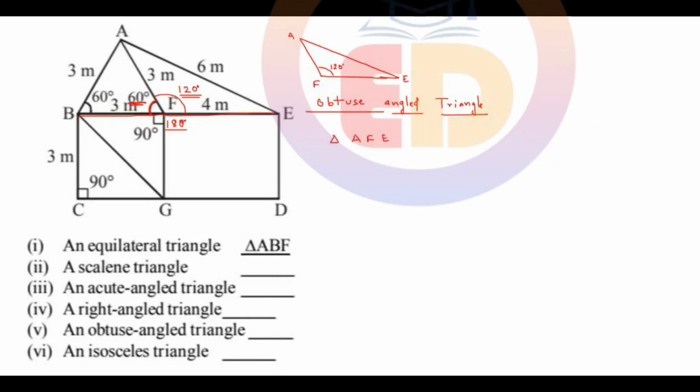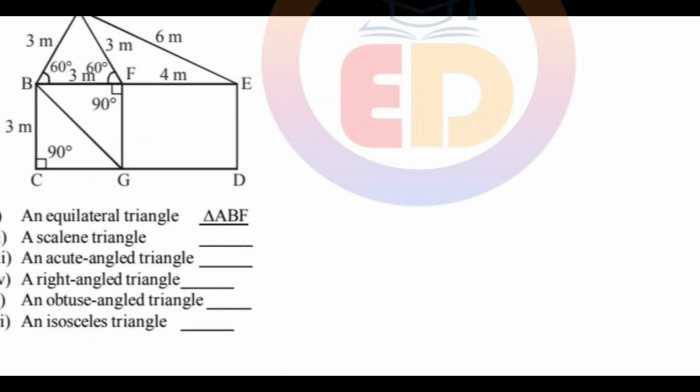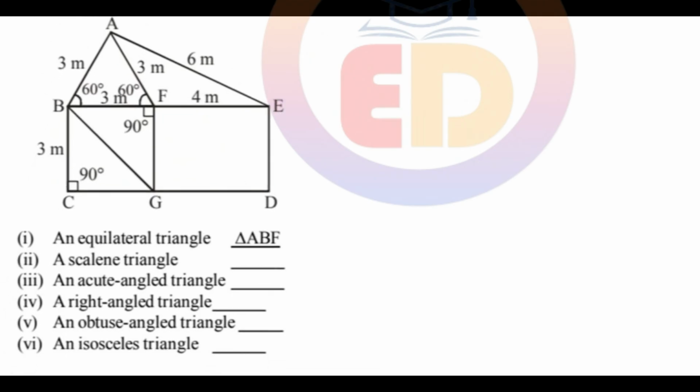Coming to the sixth part, an isosceles triangle we have to find in this figure. Now isosceles triangle has two sides equal and third side is different. So if you look at the triangle B, F and G, now we have the value of BF as 3 meter and the side FG is equal to the side BC. So FG will also be 3 meter, because BC and FG are equal. If BC is 3 meter then FG will also be 3 meter.